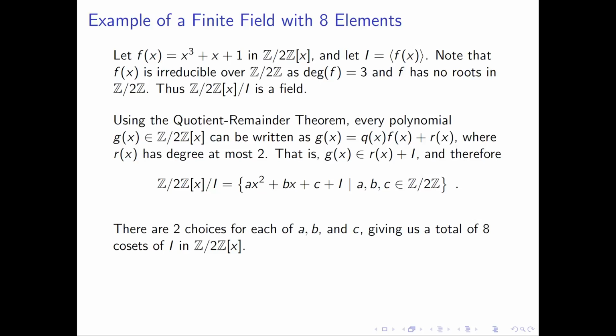Now all of these choices actually happen, right? I have 2 choices for a, I have 2 choices for b, I have 2 choices for c. All of these choices are independent and all of them actually occur. So that gives us a total of 2 times 2 times 2, or a total of 8 different cosets of the ideal I inside the polynomial ring Z mod 2Z adjoined x. So there are 8 elements in this particular field.